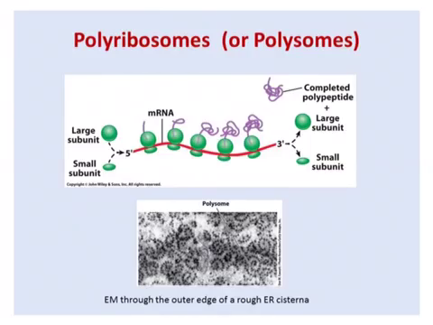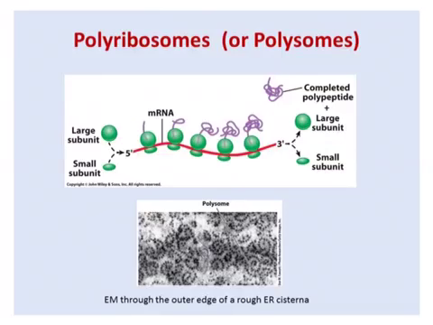Now, most translation occurs by what are called polyribosomes or polysomes, and this is where multiple ribosomes are moving along the mRNA molecule one after another to produce their polypeptide chain. It allows for a much faster process of protein production.